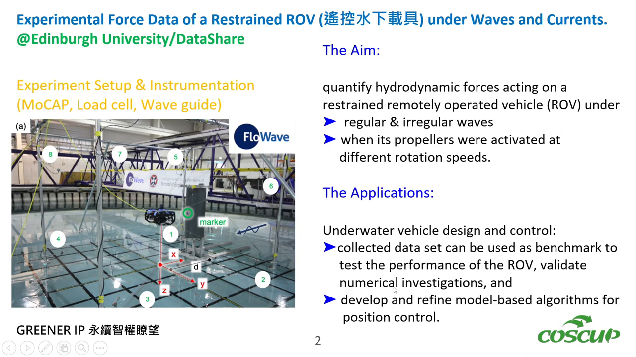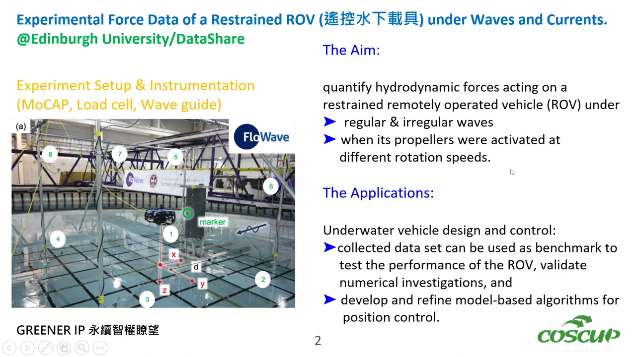If you want the ROV to freely explore the environment, of course you don't want it to be restrained by a boat, but sometimes you need it to perform a specific task, and you need stable transmission of power and data. That is when an ROV has to be restrained by a boat. The aim of this experiment is to quantify hydrodynamic forces acting on a restrained remotely operated vehicle under the following situations: one is when the water tank produces regular and irregular waves, and the other is when the ROV's propellers are activated at different rotation speeds. So that is the aim of the experiment.